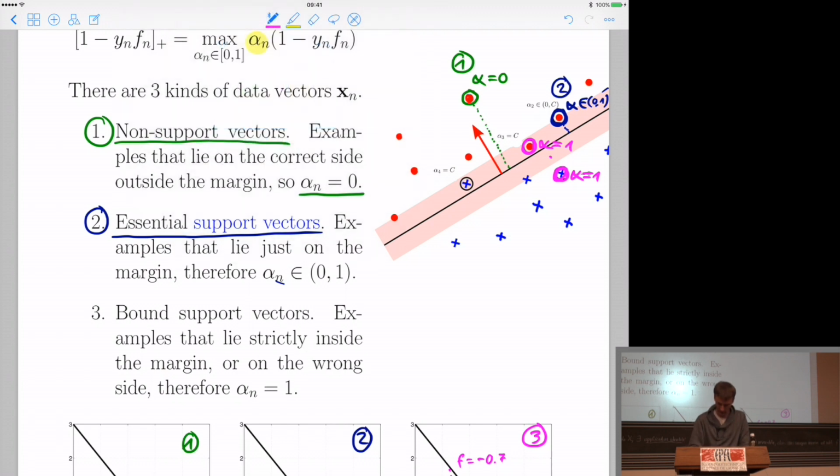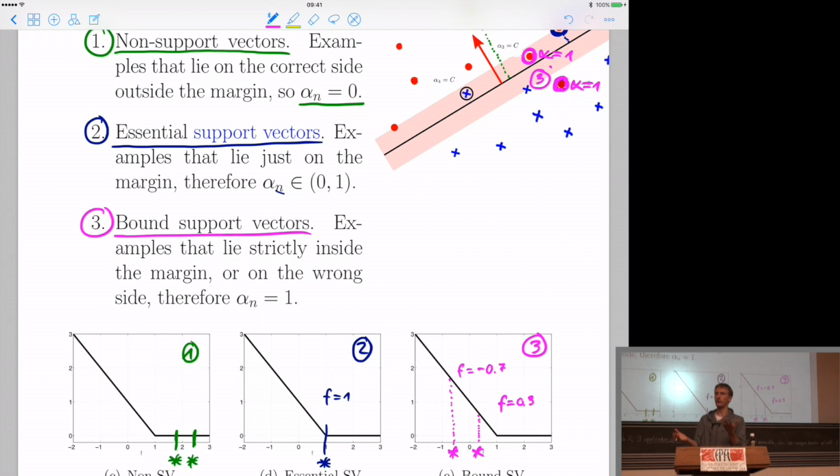Sorry, I redefined this point here because I'm only talking about red points. So there are two red points which are actually in the margin or on the wrong side. For those we pay, and these are called the bound support vectors. And that's case 3. All right, so the same case distinction as we've done before. And there are the three cases that can happen.